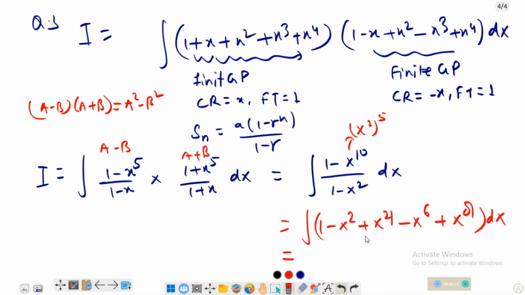So integrating one by one, the integration of 1 is x, and of x square is x cube by 3, then x to the power 5 by 5 minus x to the power 7 by 7 plus x to the power 9 by 9 plus c. So this integral is equal to this quantity. Okay, so question number 5.